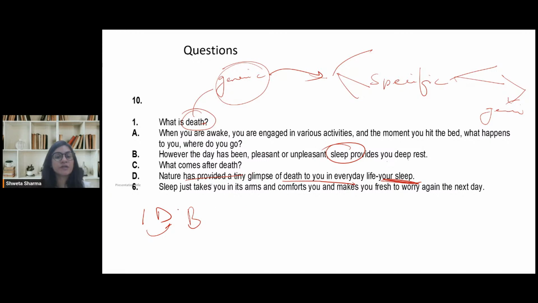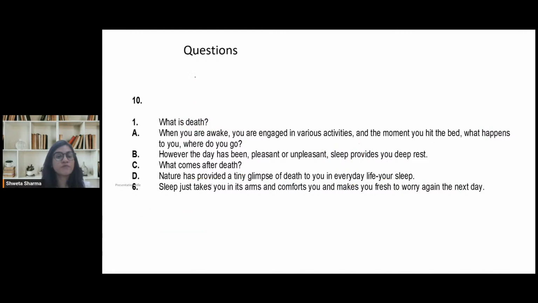I think we should have A here. Maybe the sequence should be 1 and then A. When you're awake, you're engaged in various activities. And the moment you hit the bed, what happens to you? Where do you go? Nature has provided. So it should be rather 1.